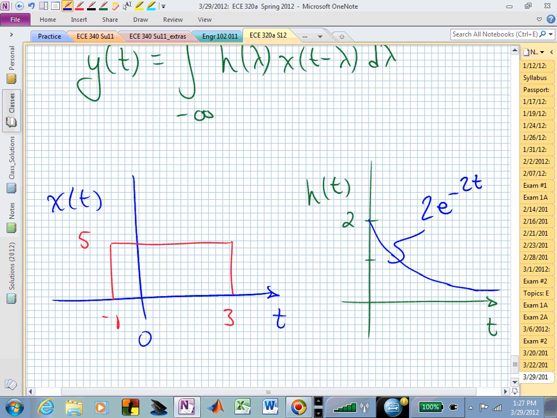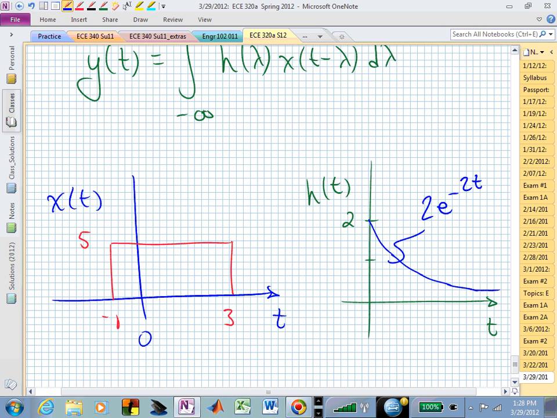Now, here's what we are exciting our low-pass filter with: a pulse. Not an impulse, a pulse of amplitude 5, turning on at -1, turning off at 3. If we start exciting our system at -1, when do you think we're going to see a response at the other side of our circuit, at the output? We hit it at -1.